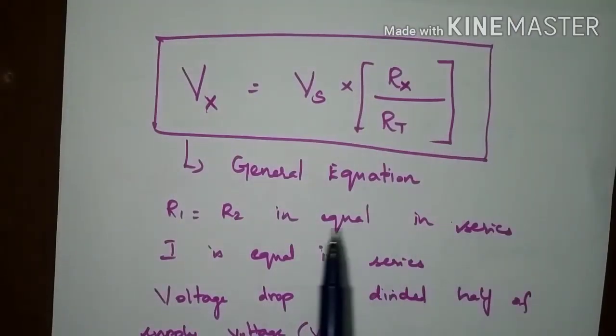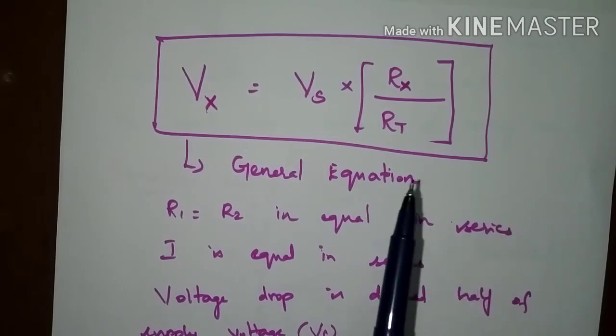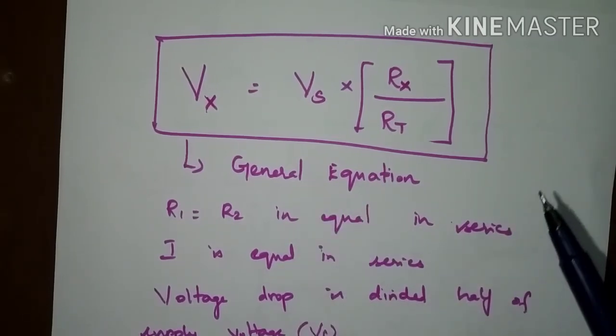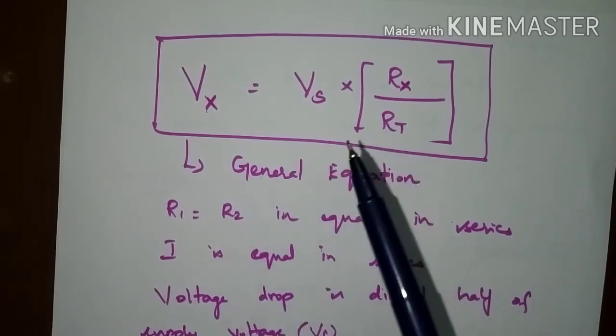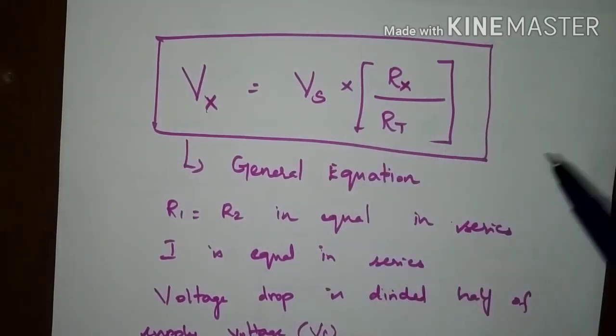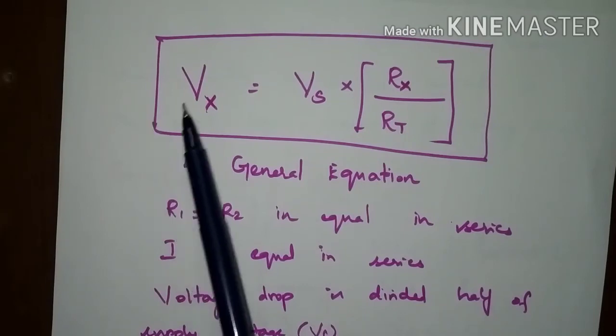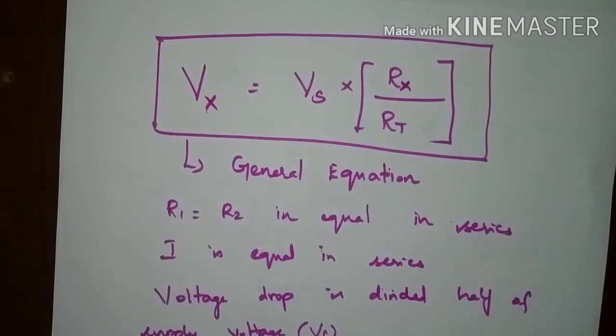This equation can be used for any number of series resistors connected together because there is a directly proportional relationship between the resistance and the voltages according to Ohm's law. So we can apply this equation to any number of series resistors connected together in a series circuit. So the potential dividing concept is applicable in the series circuit only.